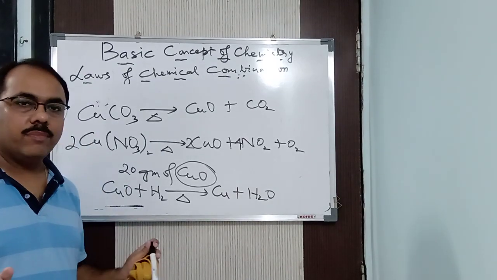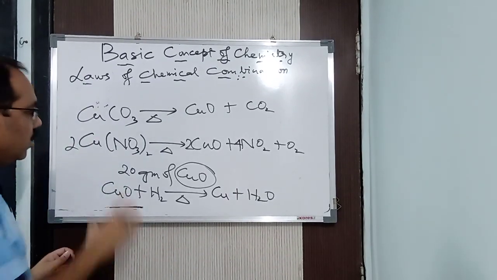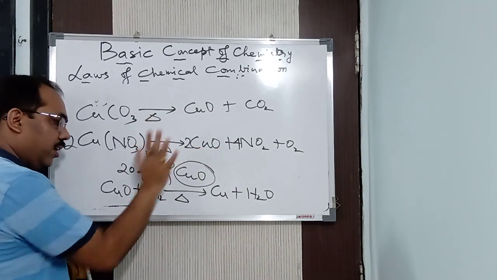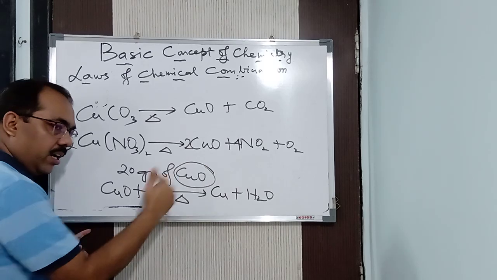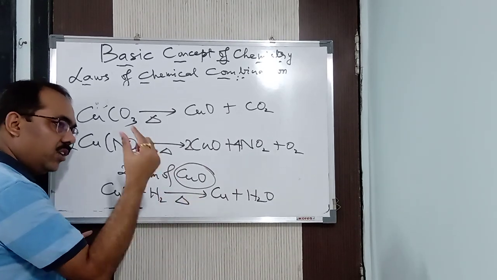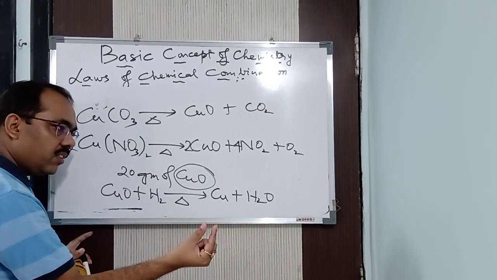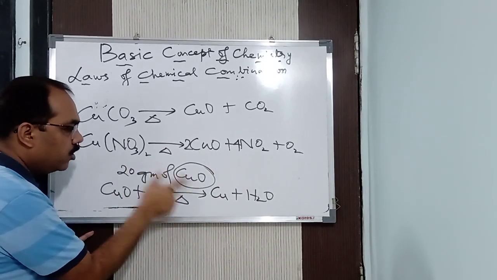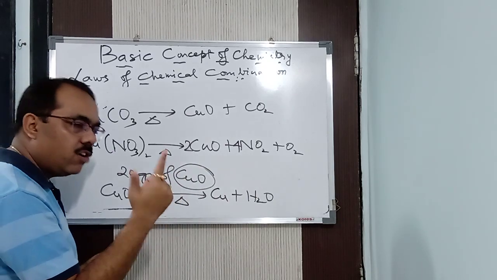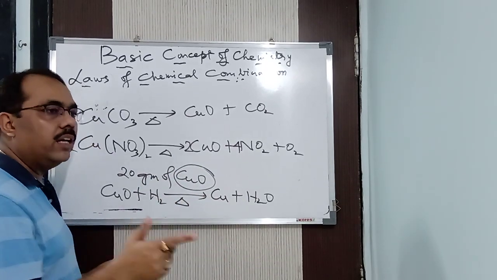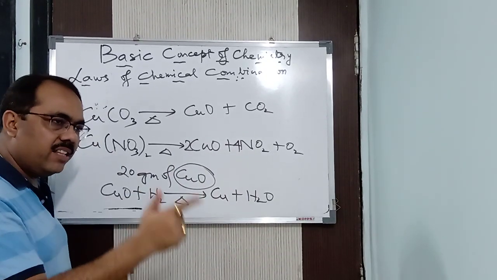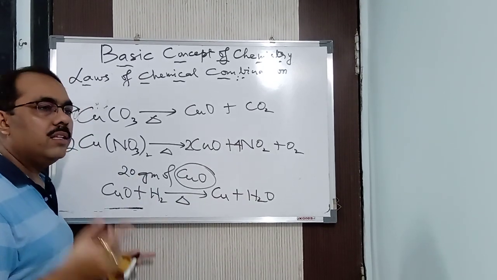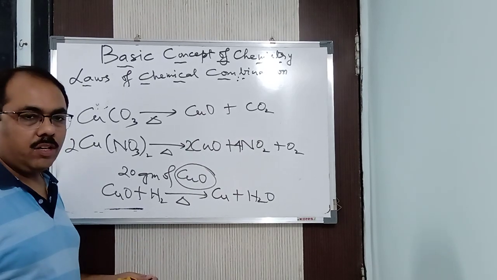It will be the same. Once more I am saying: from the residue you got, you take 20 gram of copper oxide from each separately and heat it. You will get copper. You take the weight of copper from both sources and subtract it from 20. What will you get? The weight of oxygen. Now you find the ratio between copper and oxygen. From both sources the ratio will be the same.